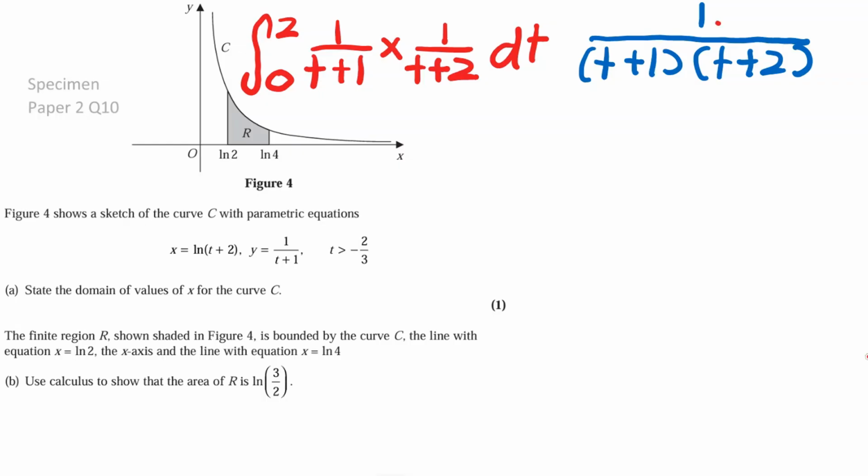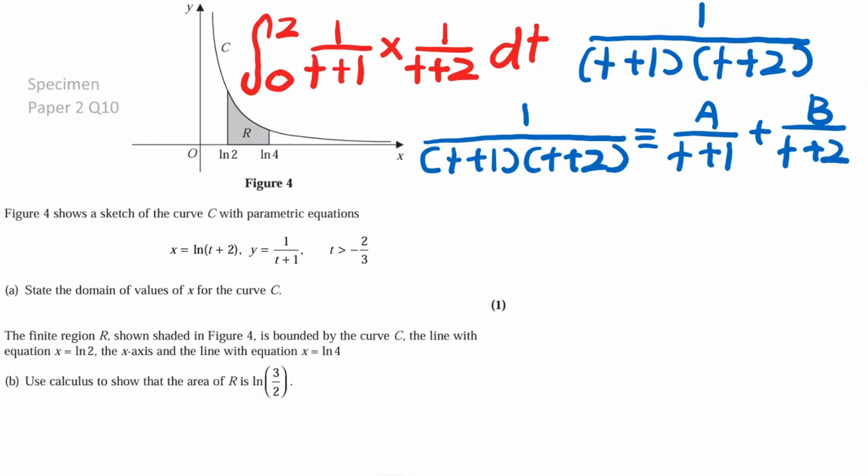but this here we're going to split this up into two partial fractions, one with this denominator of t plus 1 and one with this denominator of t plus 2, and we're going to call the numerators A and B, and these are constants that we need to find. So the first step is we need to multiply everything in this equation here by this denominator. So we're going to multiply everything by t plus 1, t plus 2, these two brackets here.